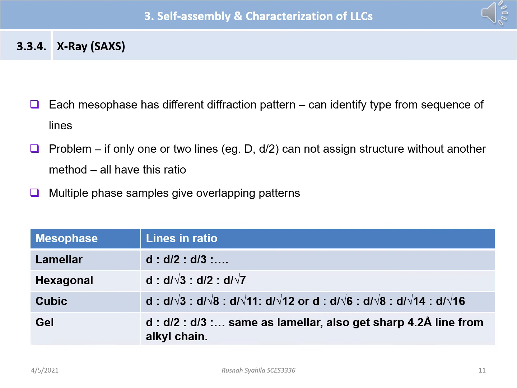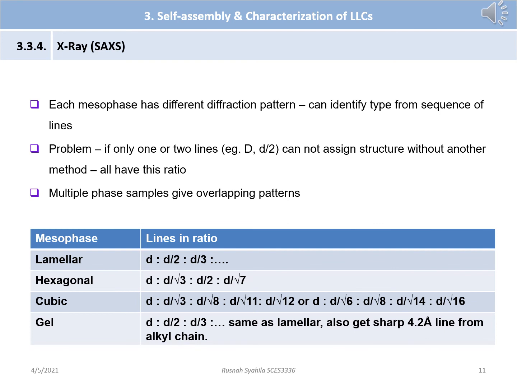Each mesophase has a different diffraction pattern, and we can identify the type from the sequence of lines, as summarized in the table on the slide. Problems arise if only one or two lines are observed. With so few peaks, we cannot assign the structure without another method, because all kinds of phases will have this ratio. Besides that, multiple phase samples will show overlapping patterns. Deuterium NMR will be the best tool to solve that problem.